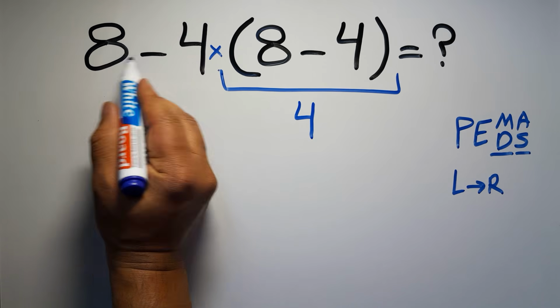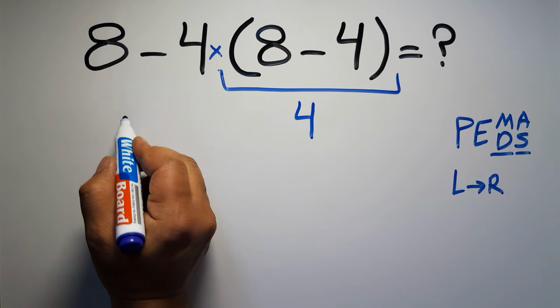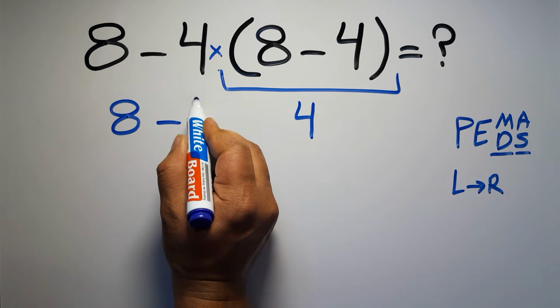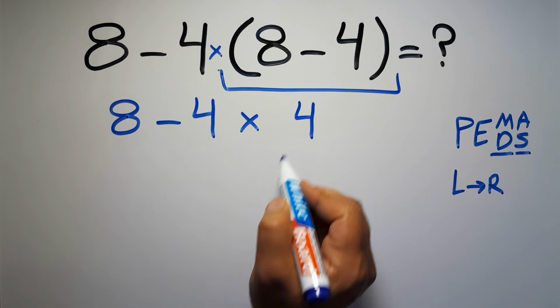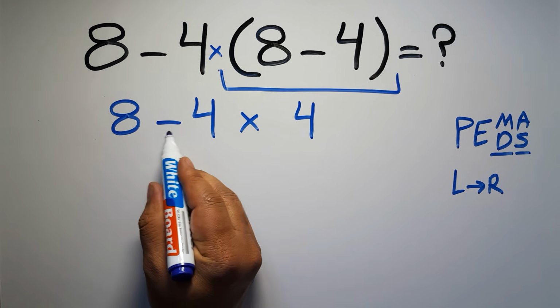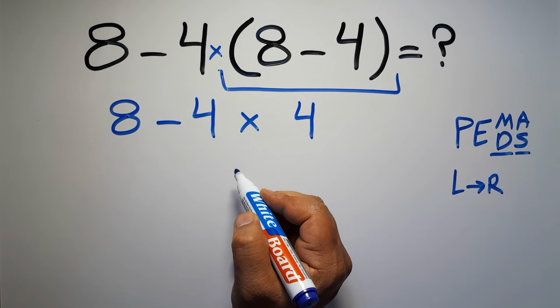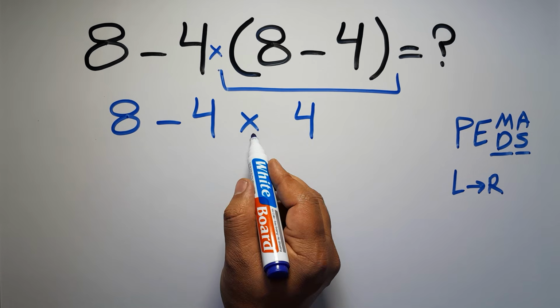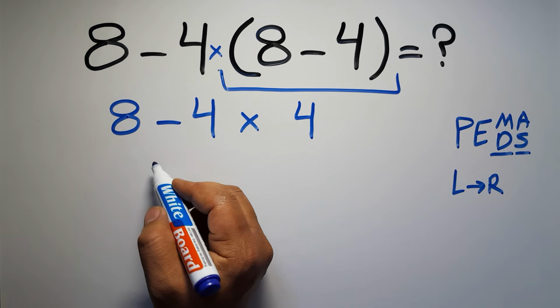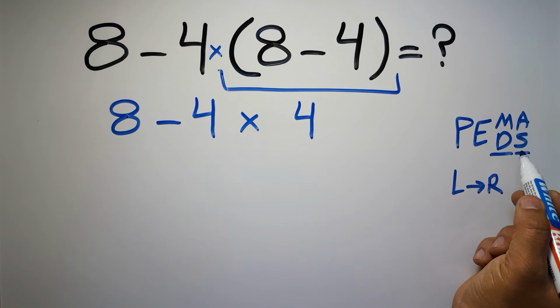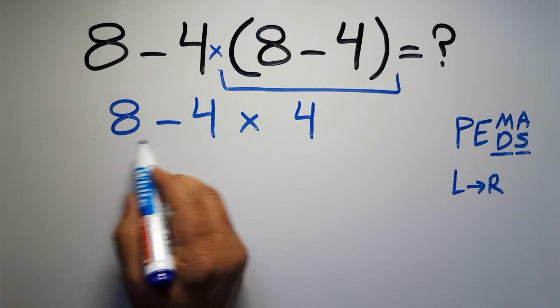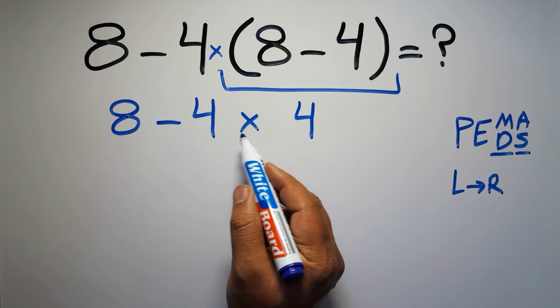So we have 8 minus 4 times 4. Now we have one subtraction and one multiplication. According to the PEMDAS, multiplication has higher priority than subtraction, because multiplication comes before subtraction. So here, first we have to do this multiplication.